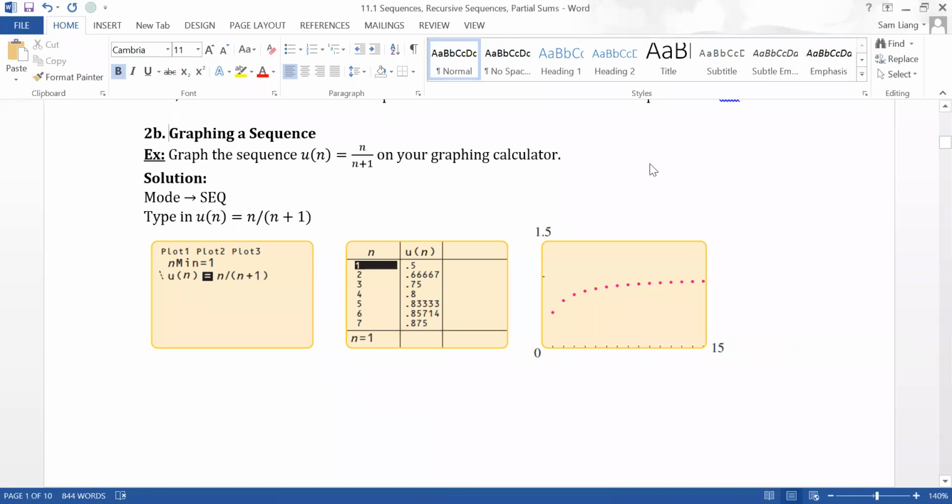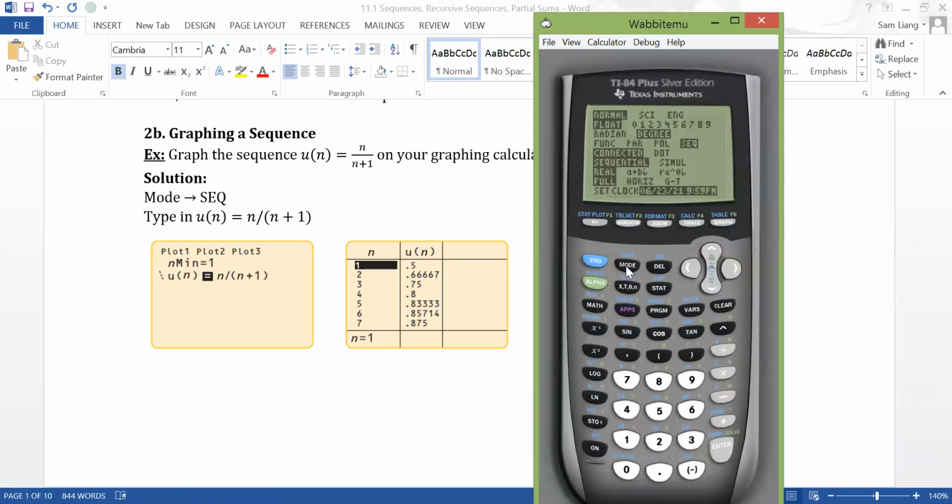Okay. Yeah. So if you go to mode, you'll be able to see this option to change it to sequence. So here you go down to function. So that's what we normally have, our graphing calculator in function mode, to graph functions. But now we want to graph sequences. And as you can see, there's also parametric and polar. And the last option is sequence. Okay, so we're going to go to sequence, highlight that, press enter, and then we're going to type in the formula.